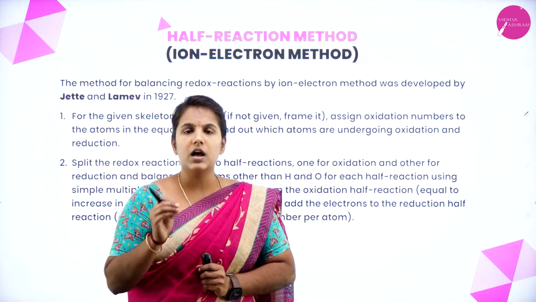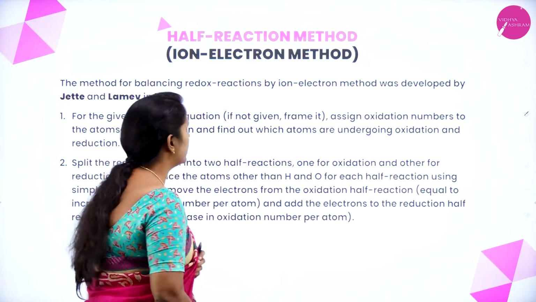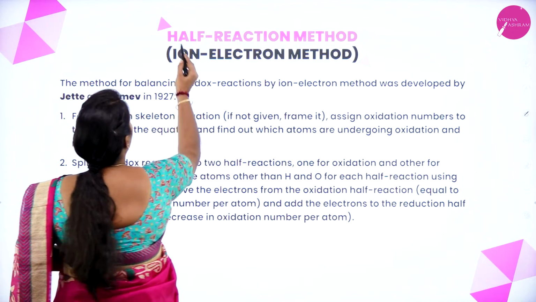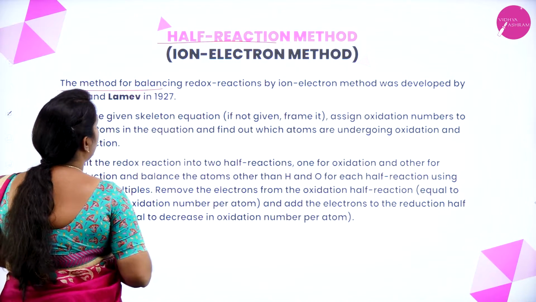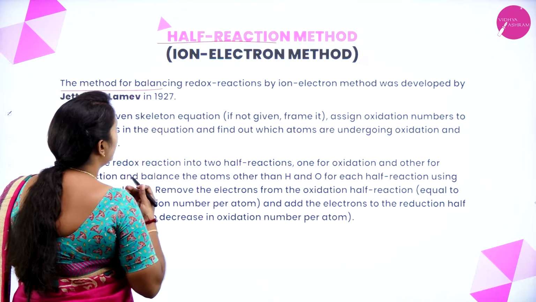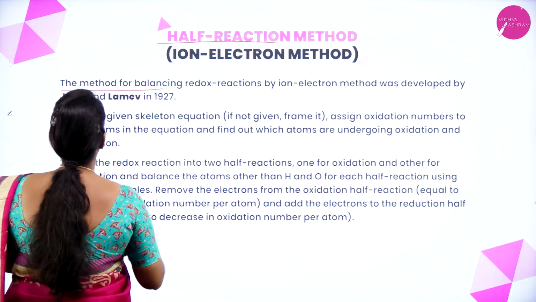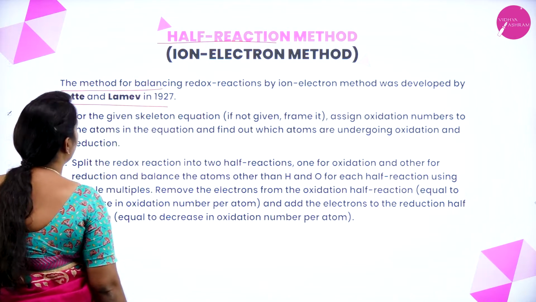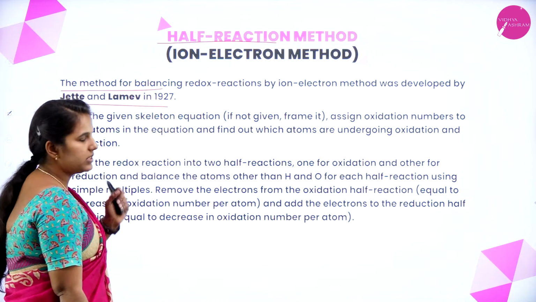So firstly, we will see what the ion-electron method is. By using this, how to balance the redox reaction, let us understand first. This is also known as the half reaction method. The method of balancing the redox reaction by the ion-electron method was developed by Jette and Lamer in 1927, and they have put forward some steps here.